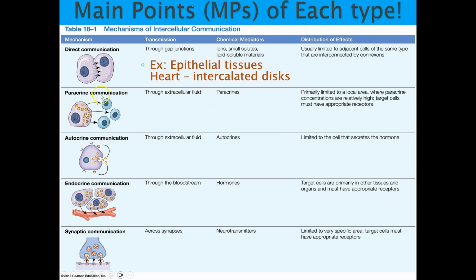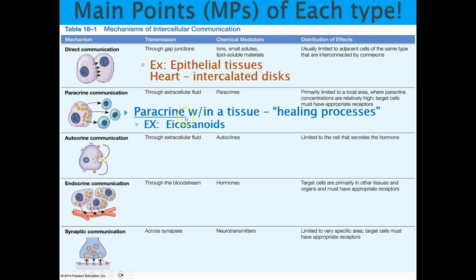All right. Now, paracrine communication. When we talk about this, notice the mediators, the types of chemicals, are actually called paracrines. We only have a few examples of this, but basically what you need to understand is that this is local communication. All right, notice paracrine concentrations are relatively high. Target cells must have appropriate receptors. So we're not going to use gap junctions, where, since there are gap junctions, literally we didn't need receptors, but here we do. All right, and so understand with paracrine communication, it's communication that occurs within a tissue. And note, it's the healing processes. All right, so the healing process is one of the main examples of paracrine communication.